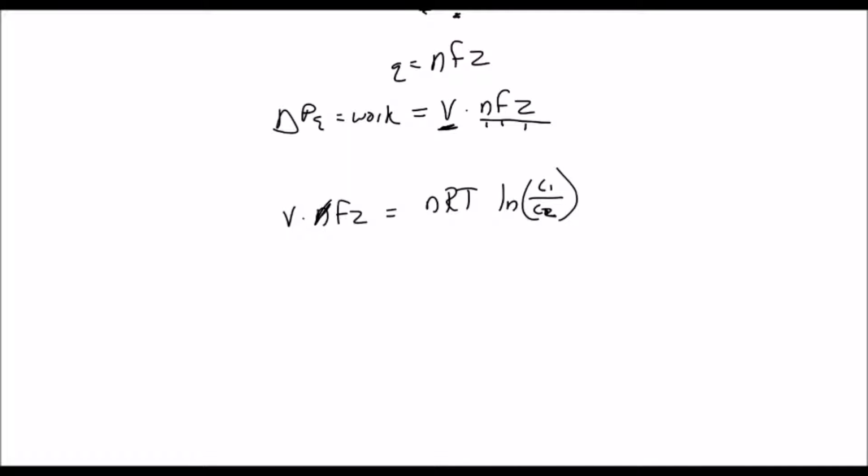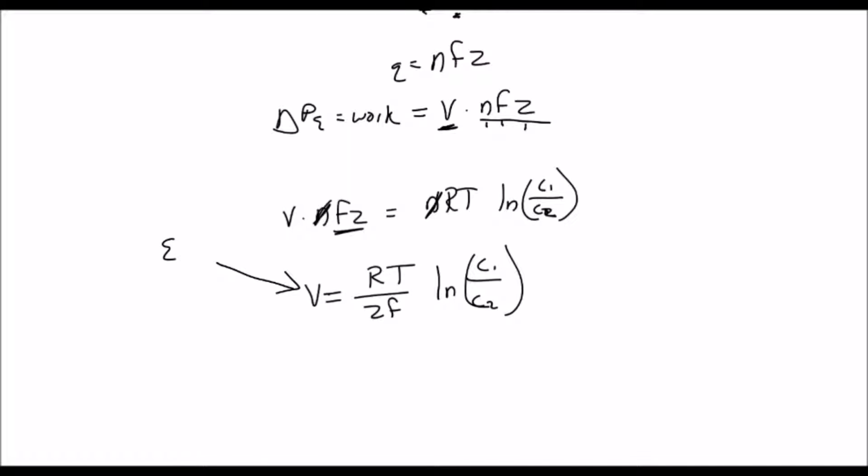Now I have N in both of these places, so that will cancel out. Then I can divide both sides by Faraday's constant times the charge, and I can get that the voltage is equal to RT over ZF times the natural log of the concentration gradient. Now you'll notice that in biology, people like to use the letter E instead of V, and E representing the potential difference.